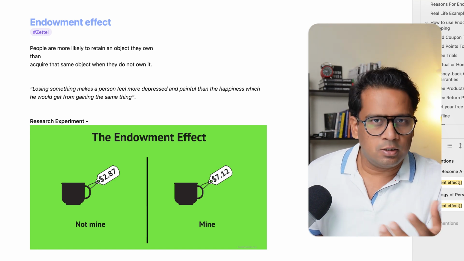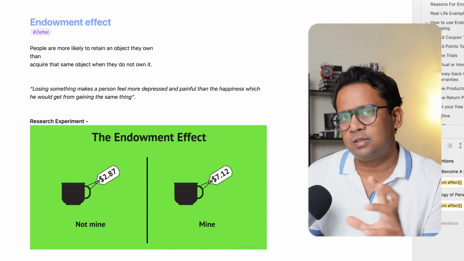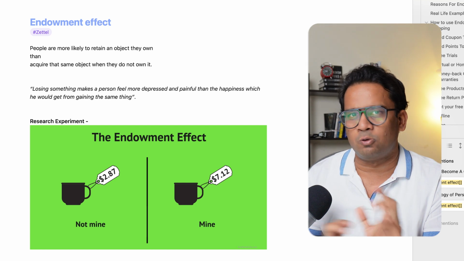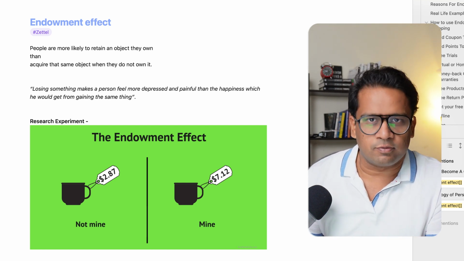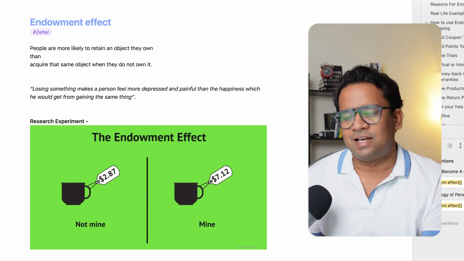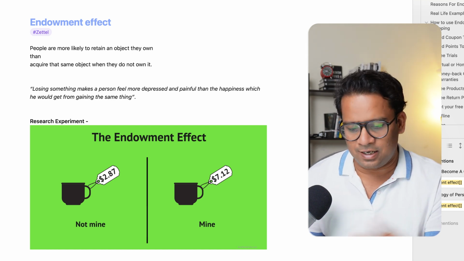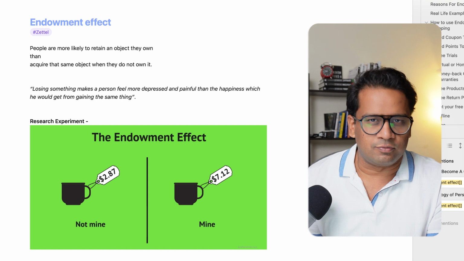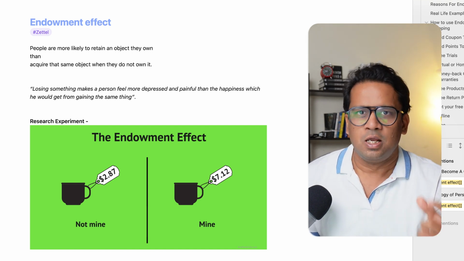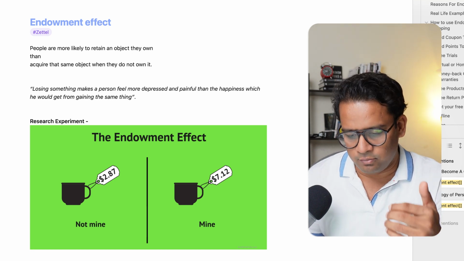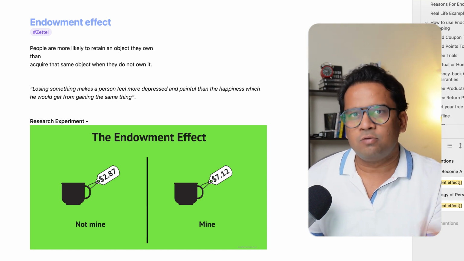So the basic concept is that the whole perception changes once you are sitting on the other side of the table. If you are a buyer, you have one set of value perception, and if you are a seller, you have a different set. And value perception comes from ownership. If you have anything, you tend to value it more.